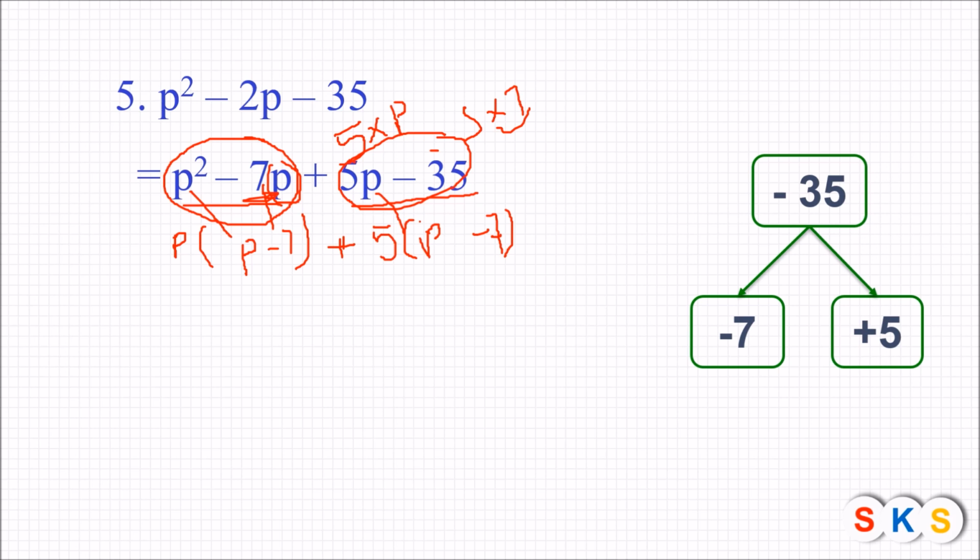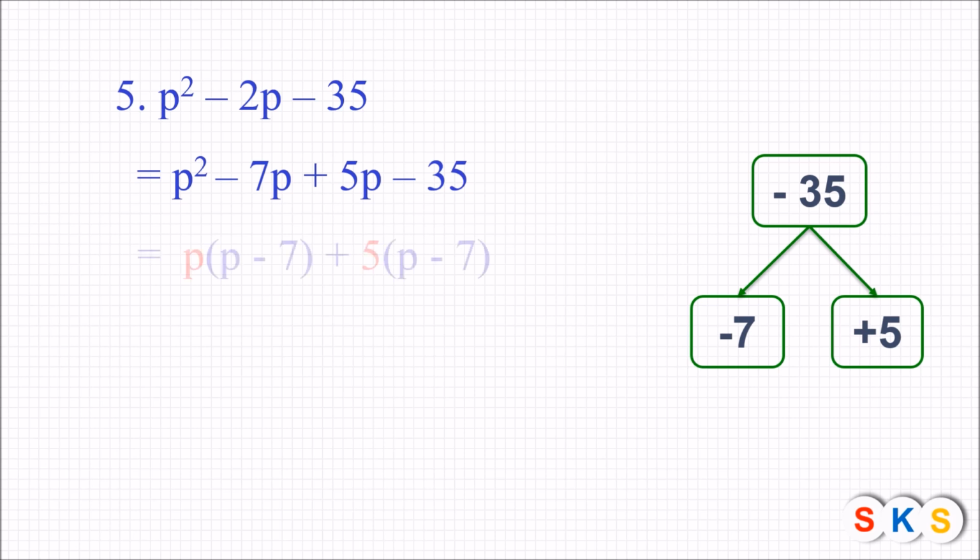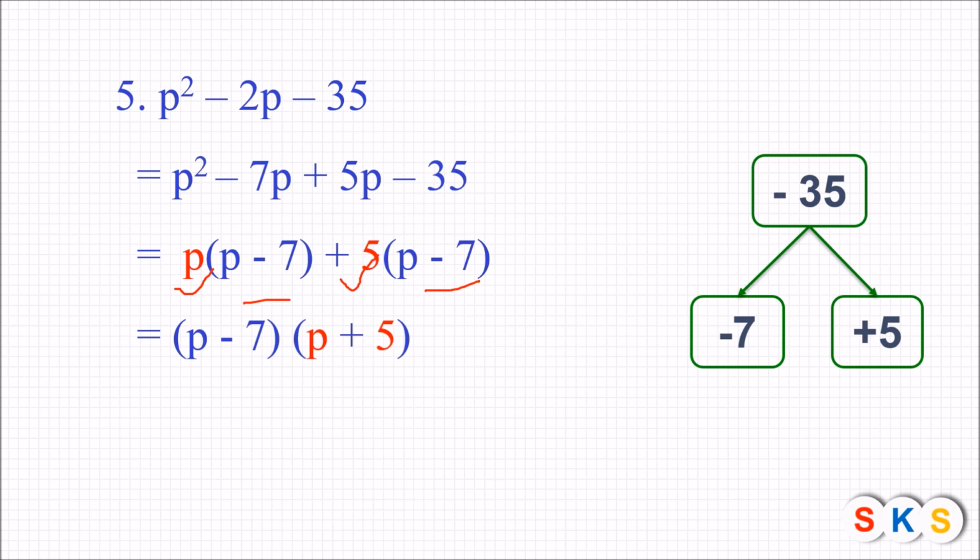In the second group, the common is 5. Okay, so let's see what we will get. We will get here p in a bracket p minus 7 plus 5 p minus 7. Now what is common in these two groups? P minus 7 is common, right? That we will write in the first bracket. In the second bracket we will write the remaining one, that is p plus 5. So we will get here p minus 7 into p plus 5. Therefore p square minus 2p minus 35 is equal to p minus 7 into p plus 5.